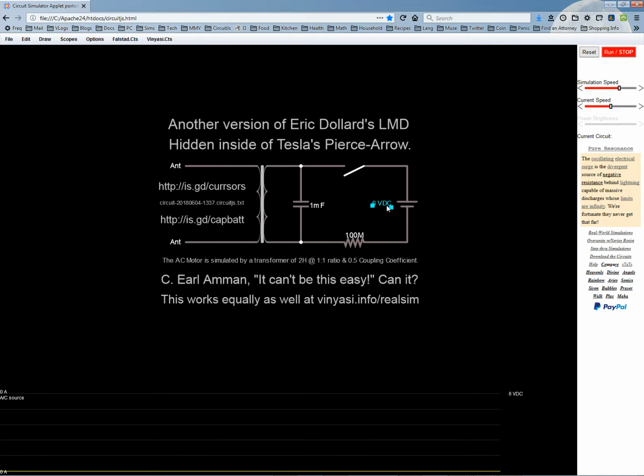Now I chose 6 volts DC because that's the size of the battery inside of cars, internal combustion engine cars, back in the 1930s. And by the way, they were not grounded negative to the chassis; they were grounded positive to the chassis. Be that as it may, I thought I'd choose 6 volts DC for this demonstration because that's what was available at that time.